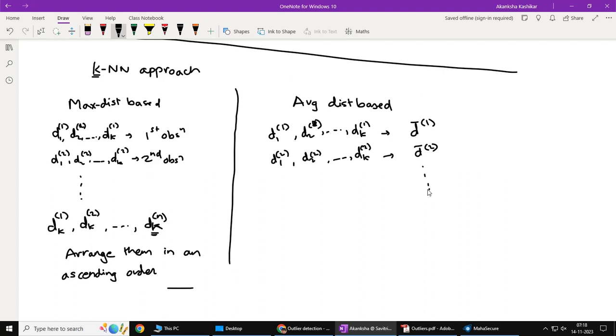Okay. The pros and cons of these two approaches, actually in maximum distance based it might happen that the highest distance is only creating problems, whereas others are okay. So in such cases, this method is slightly more prone to outliers compared to average distance. Let me show you via picture.